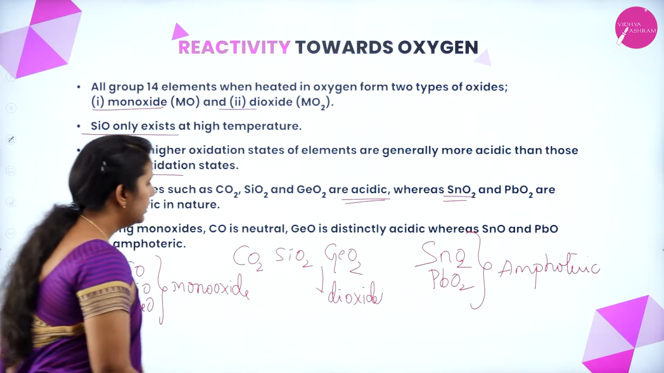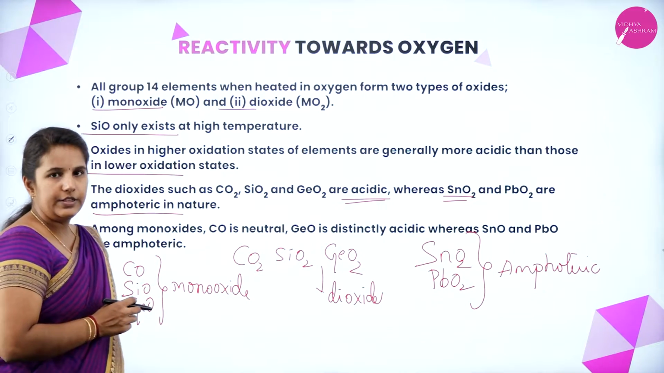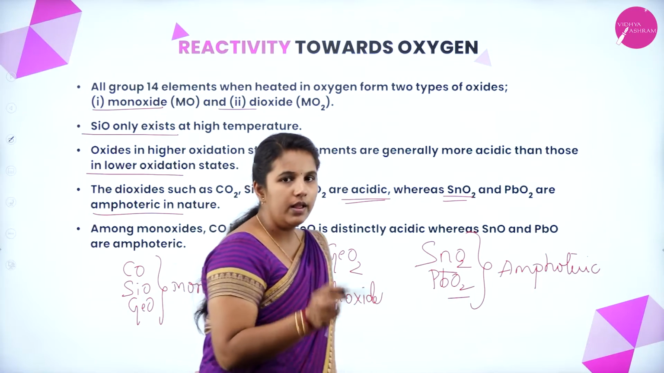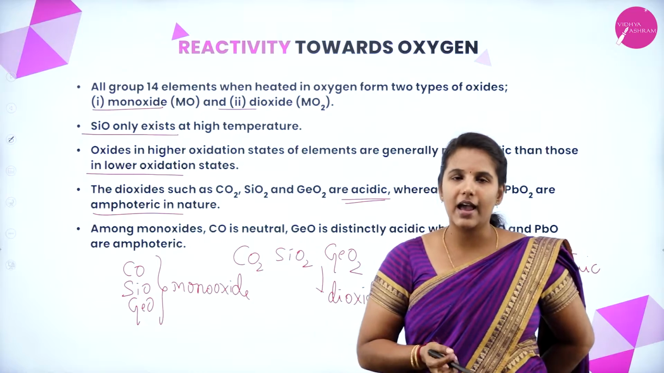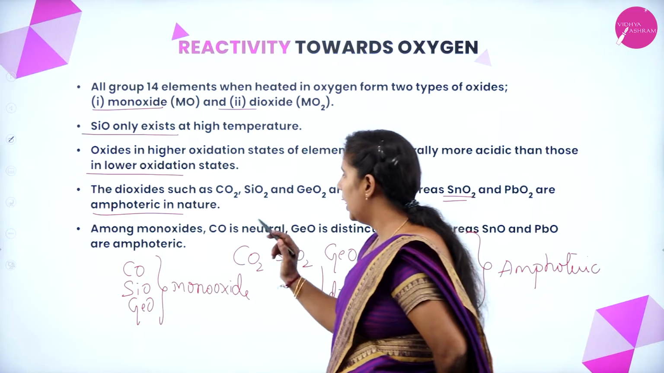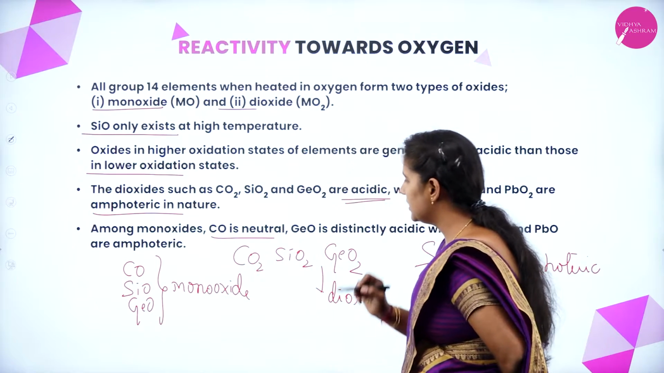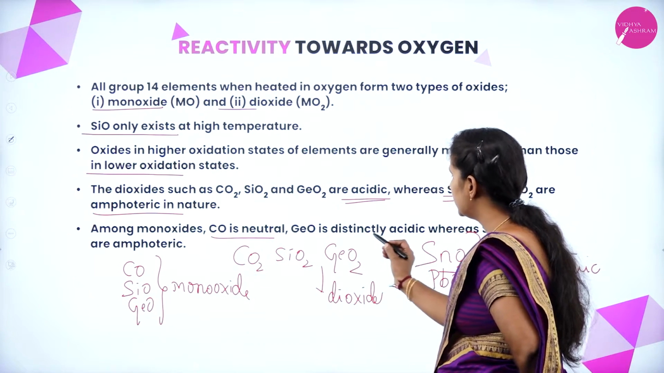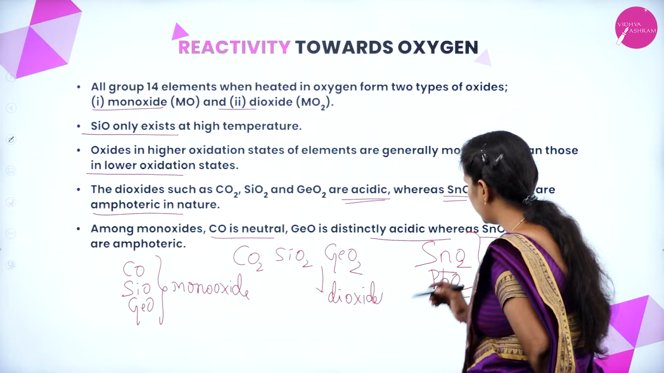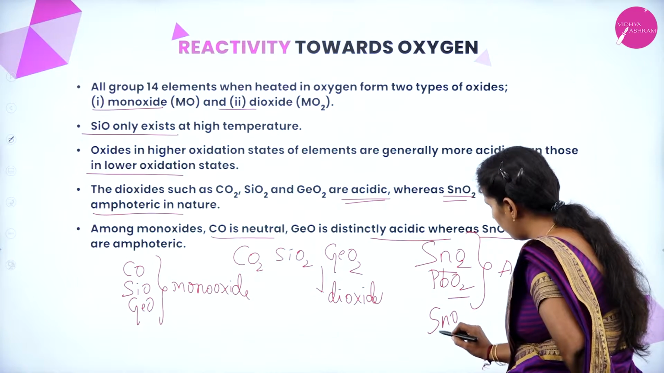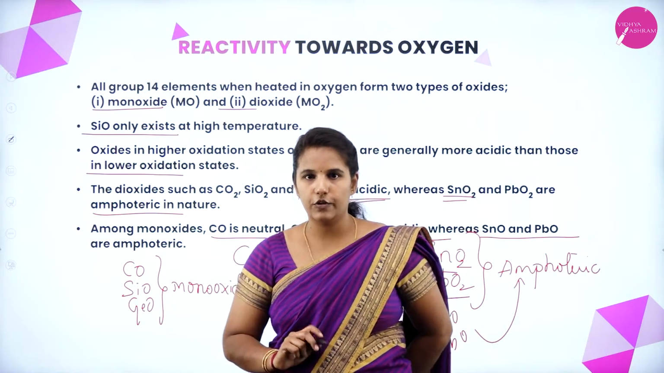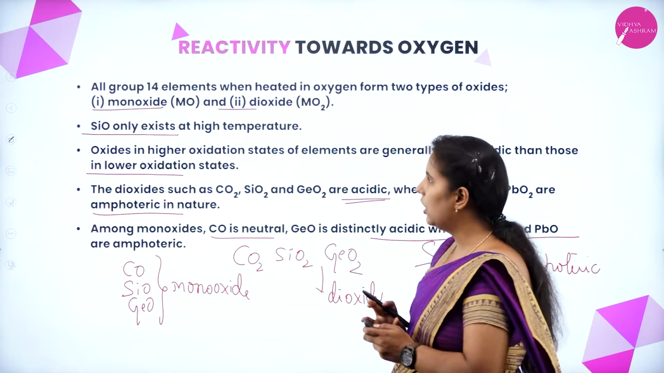What does it mean? Why is it known as amphoteric in nature? Because these 2 elements, when they exist in dioxide form, can behave like an acid as well as a base. Hence, it is known as amphoteric in nature. Among the monoxides, carbon monoxide is neutral, germanium oxide is acidic, whereas tin oxide and lead oxide are amphoteric. Even if present in monoxide form, they can behave in an amphoteric nature. Okay, this is the reactivity towards oxygen.